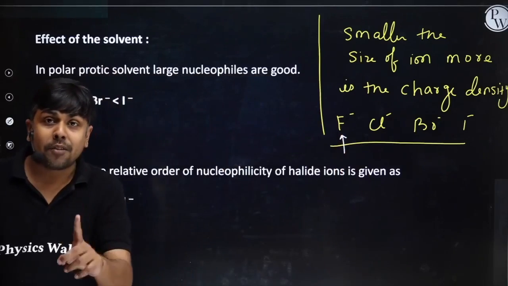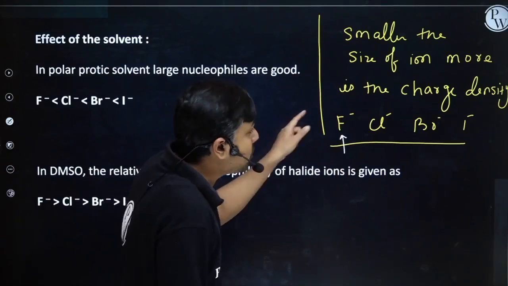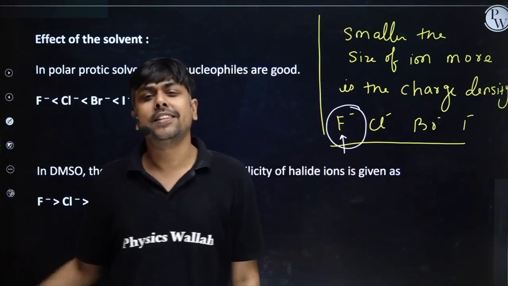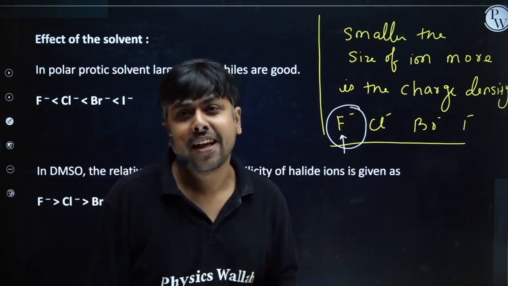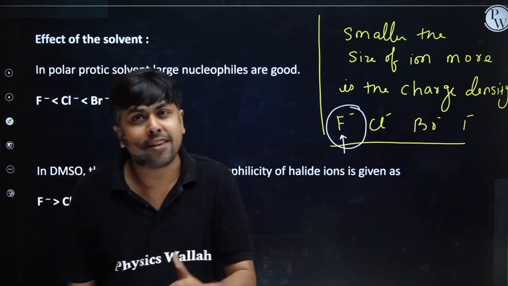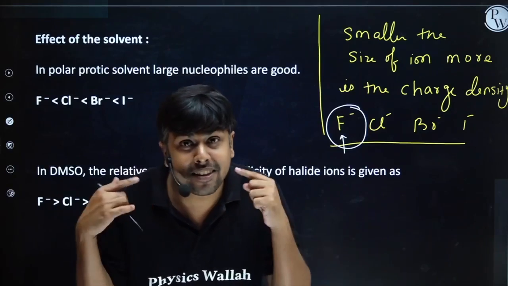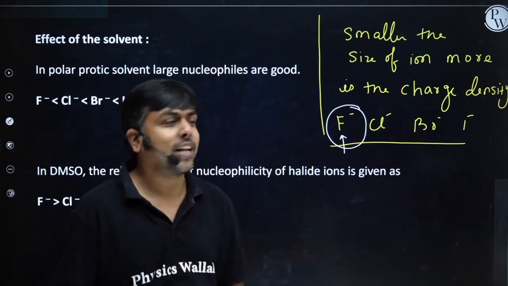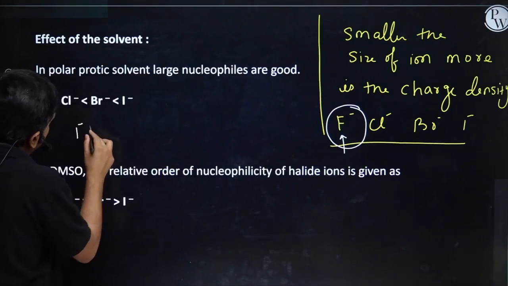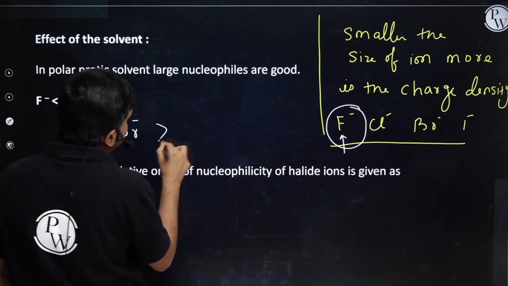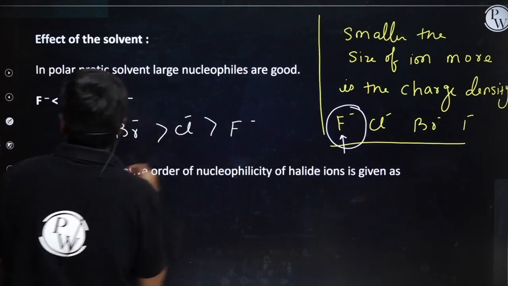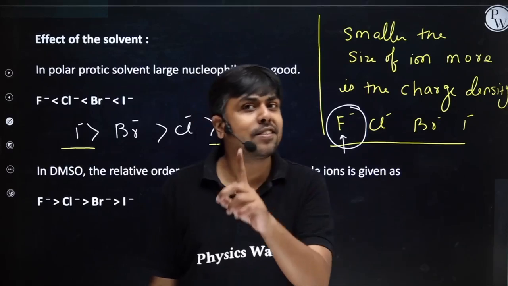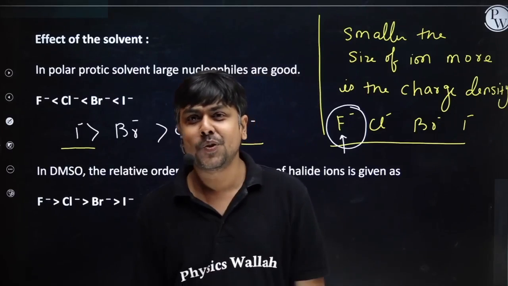Now, the extent of solvation depends on charge density. So which one will be solvated to a maximum extent? F minus. More is the solvation, lesser is the nucleophilic strength. Am I clear? So students, in case of polar protic solvent, larger the size of the anion, better is the nucleophilic strength. So in polar protic solvent, I minus is a better nucleophile, then Br minus, then Cl minus, then F minus, because the solvation of I minus is less. More the solvation, lesser is the nucleophilic strength. Am I clear, students? Okay.